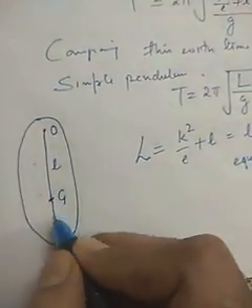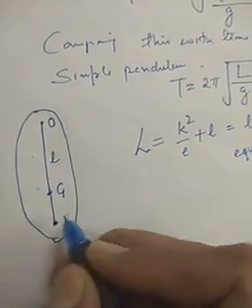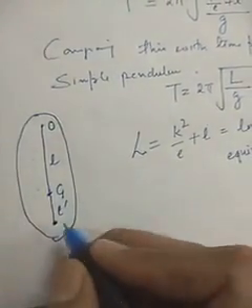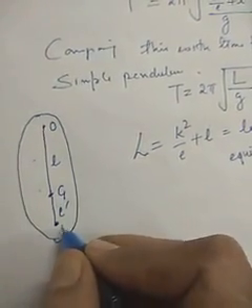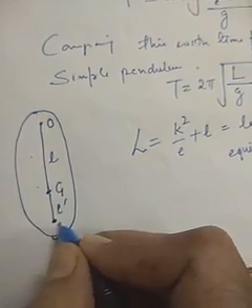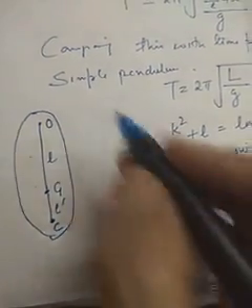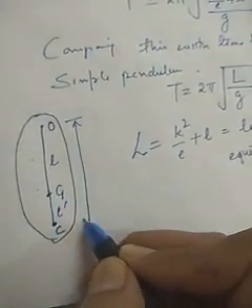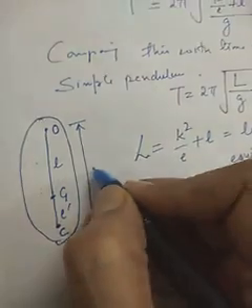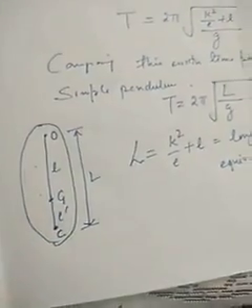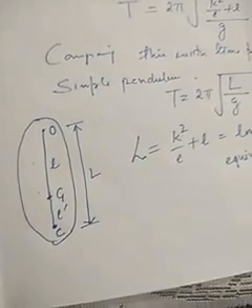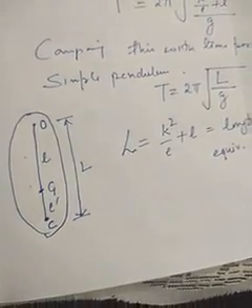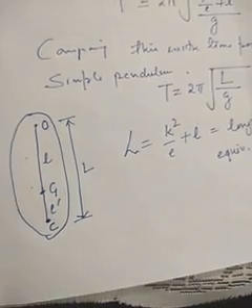Let this particular length be represented by L prime, right? And this particular point here, let this be represented by capital C. So this particular length from O to C, let that be represented by capital L. And this point C is called your center of oscillation.